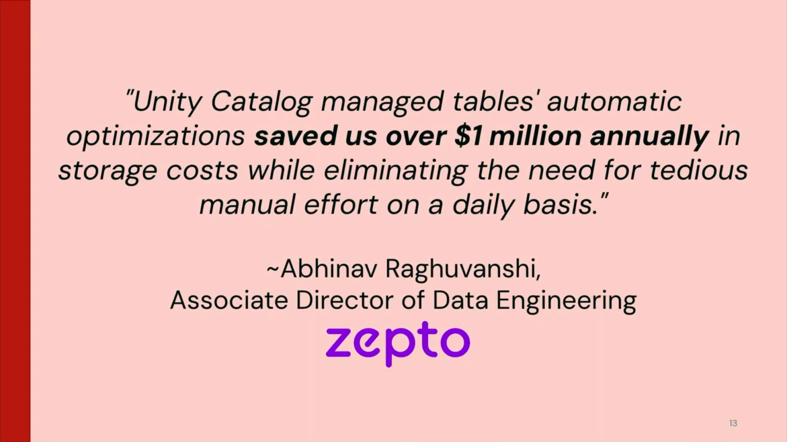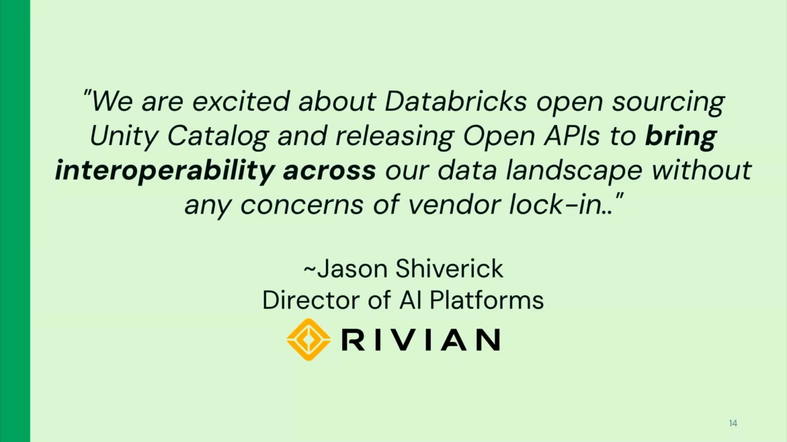And so specifically, we'll talk about why we have customers like Zepto who say that with our automatic optimizations, we've been able to save them over $1 million in storage costs annually. At the same time, we have customers like Rivian who talk about how managed tables are super open. This is the same offering, no fork in the road. How managed tables are open and have open standards, and there's a wide ecosystem of tools that they can use.